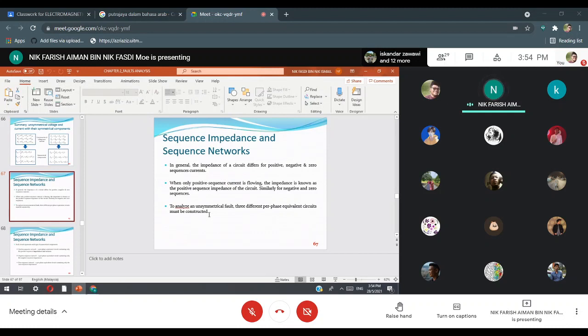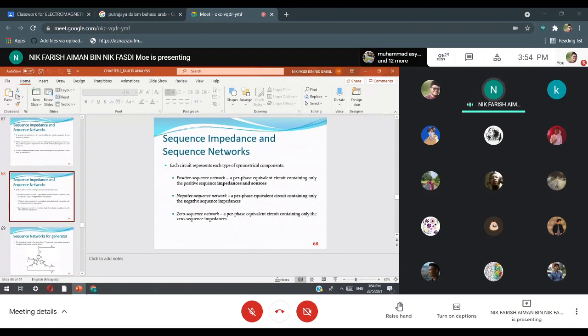Why? Because we want to analyze the unsymmetrical fault. So we have to break it down, divide it into 3: positive, negative, and zero sequence. Okay. Sequence impedance and sequence network. Each circuit represents each type of symmetrical component.